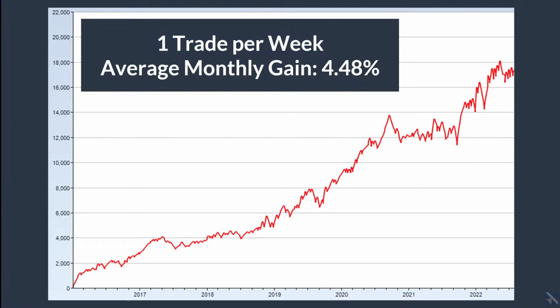And if you're like Mike and most of our students, you can start just trading the SPX, which is an index that tracks the S&P 500. That involves only one trade per week, and since 2016 has averaged over 4% per month. The odds are stacked in your favor on these trades.